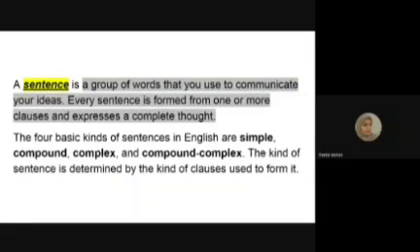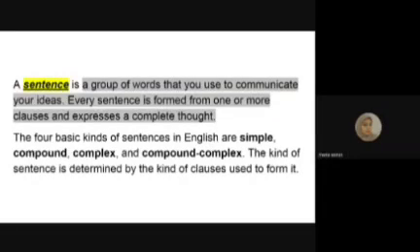Okay, every sentence is formed from one or more clauses and expresses a complete thought. So for each sentence, there should be at least one clause, so one or more. If we have an independent clause, it consists of one clause. But if it contains, for example, dependent and independent clauses, we said it contains two or three clauses.